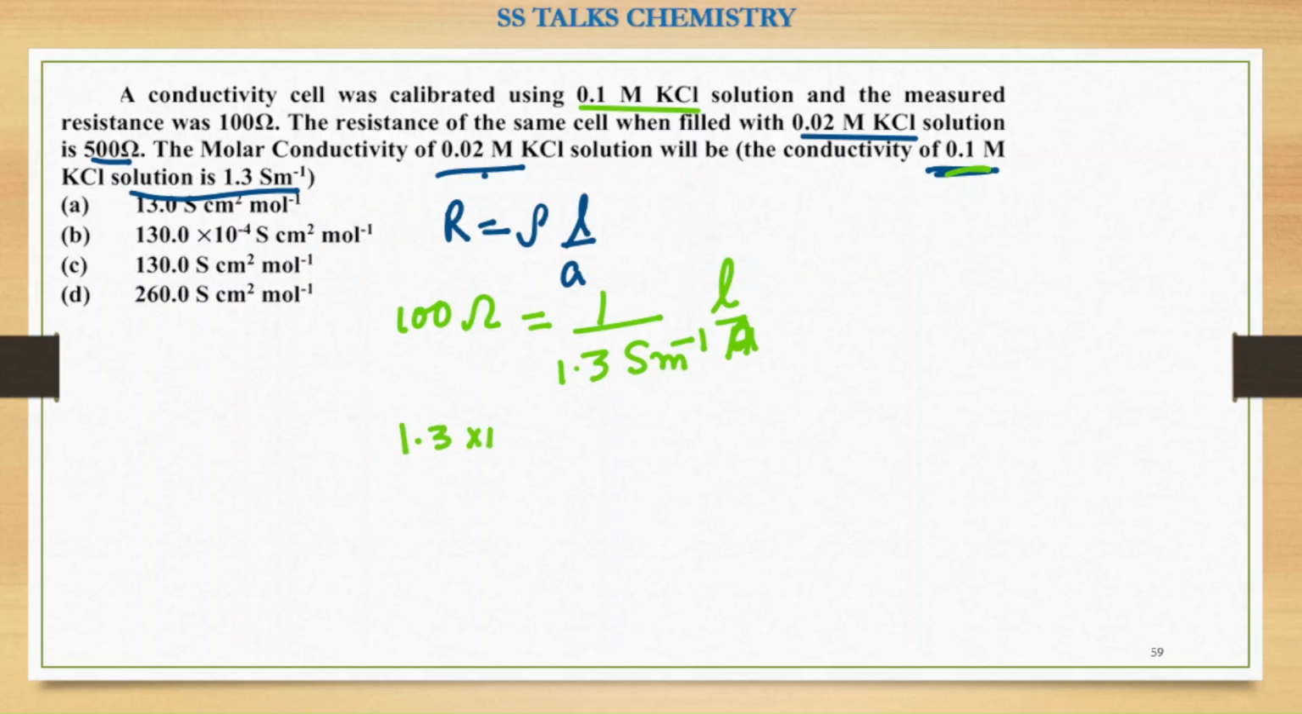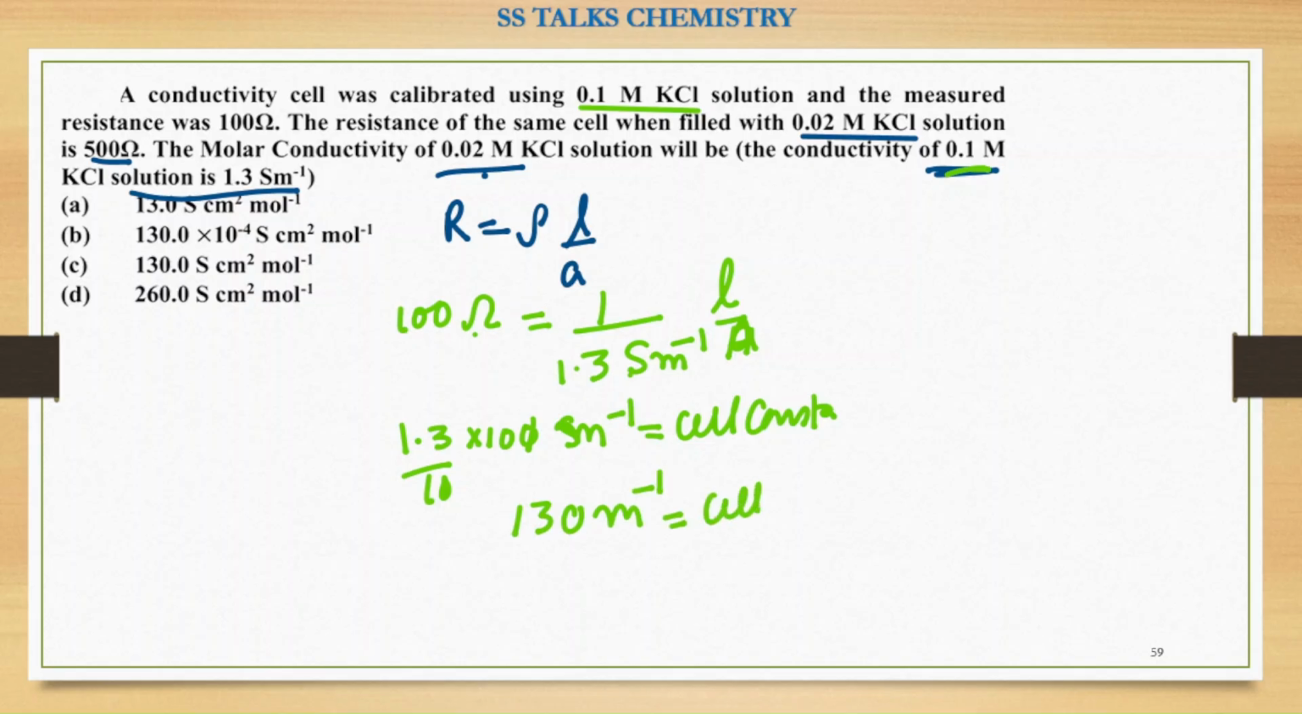So 1.3 into 100. The ohm and the Siemens will get cancelled out, so the cell constant will come out in meter inverse. We get the cell constant value as 130 meter inverse. This is the cell constant. Now, for the 0.02 molar solution, we have this resistance. We have used the same cell, so the cell constant remains the same. So we can first find the value of the specific conductivity.